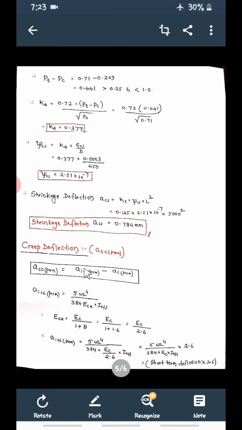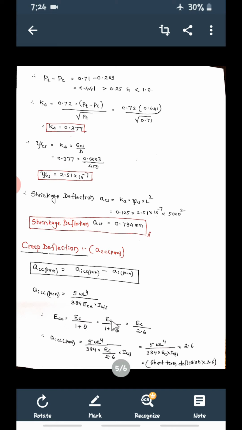And what is this now? AICC permanent is equal to the short term deflection formula we have calculated, 5WL raised to 4 divided by 384. Now here you have to substitute ECE instead of EC, so ECE into the same I effective. Then what is this ECE? ECE is equal to EC divided by 1 plus theta.